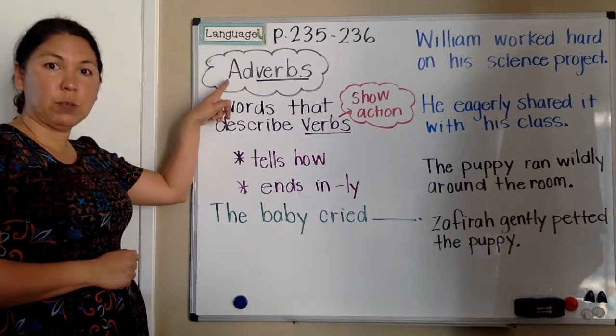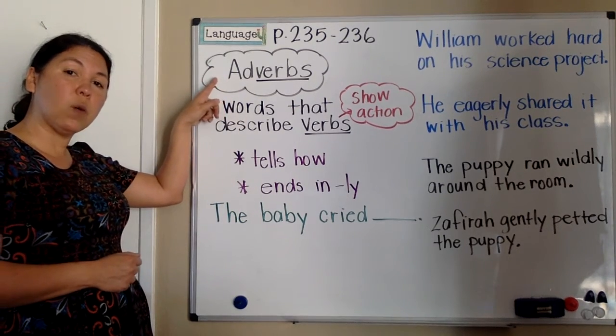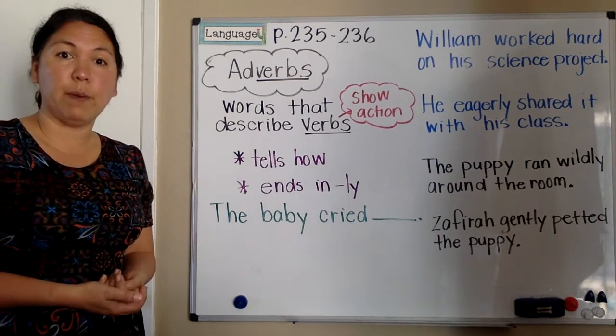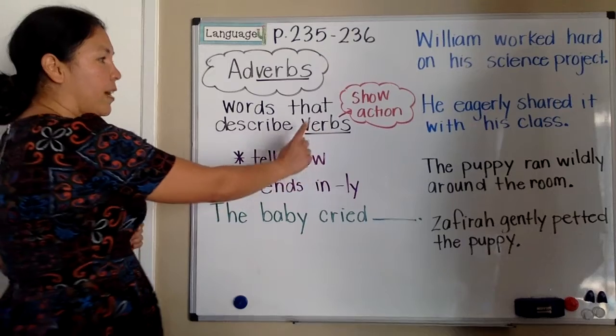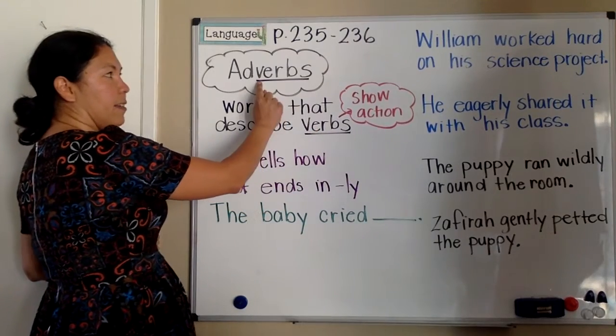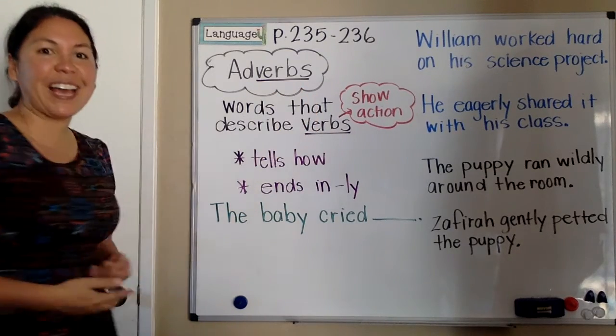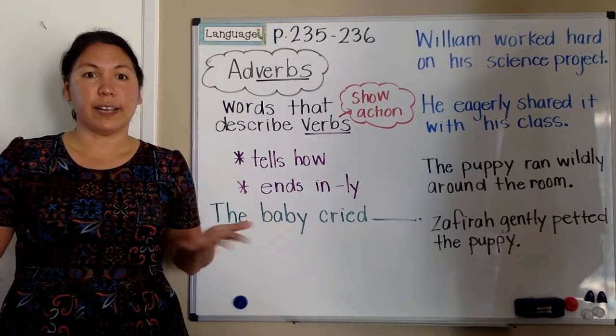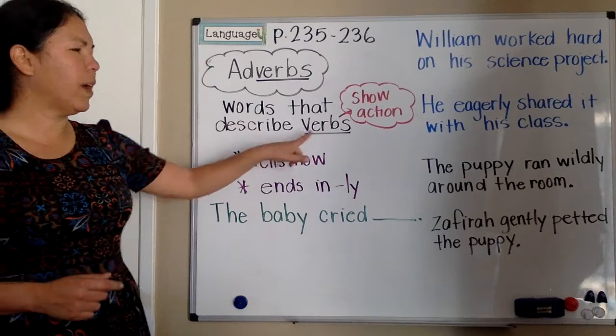So today, if you look at the board, we're learning what adverbs are. So adverbs are words that describe verbs. Now look what I underlined, verbs and verbs. So that gives us a hint there, right? That adverbs are telling us about verbs. So what is a verb?